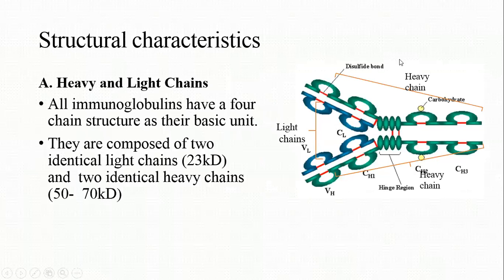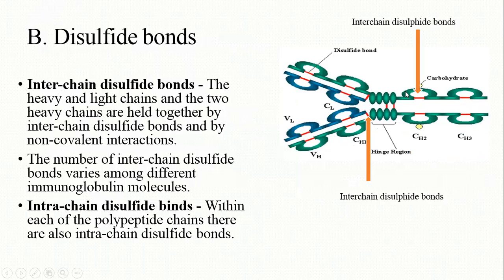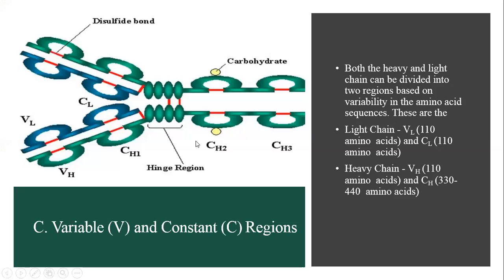This is the basic structure of the immunoglobulin, which is a Y-shaped structure consisting of heavy and light chains. All immunoglobulins have a 4-chain structure in this basic unit: 2 heavy chains and 2 light chains. These chains are joined together by interchain disulfide bonds, and there are also intrachain disulfide bonds present inside the domains.